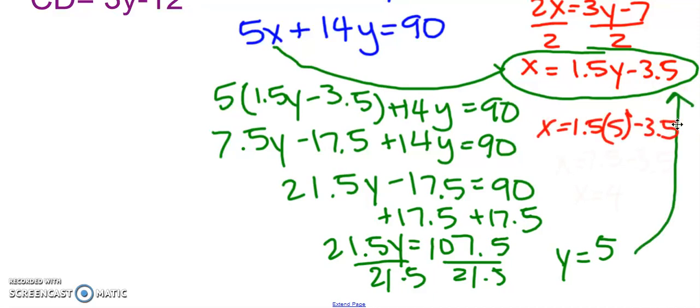So I plug it in instead of y. Now I put the value I know, which is 5. I get 1.5 times 5 minus 3.5. When I work that out, I get 7.5 minus 3.5, and x is 4. So I have two answers, x and y. In order to do that, I had to have two equations, and I solved by substitution.